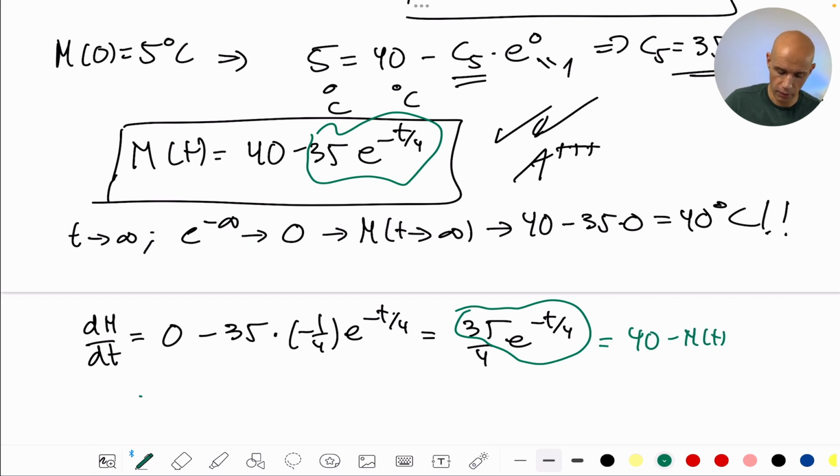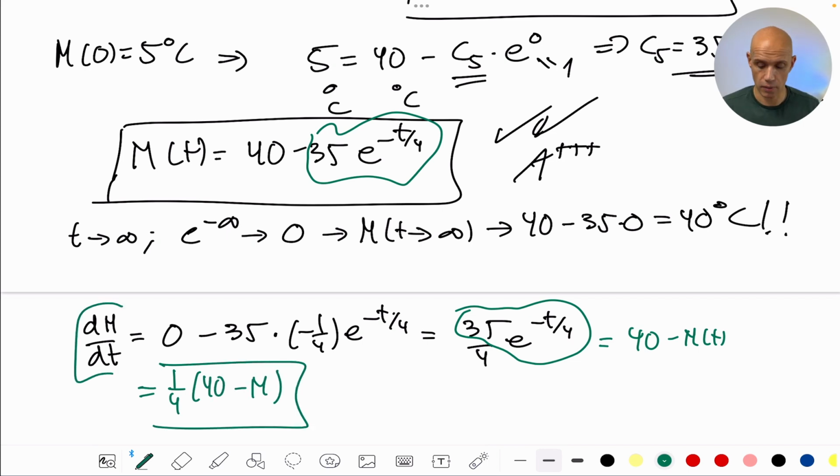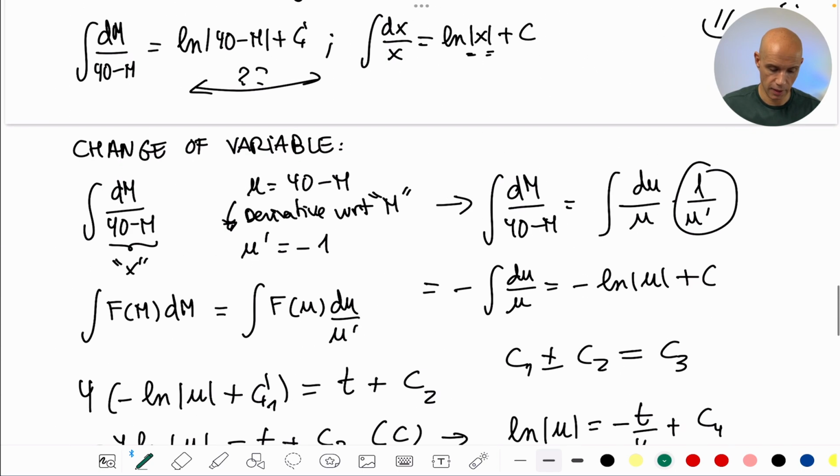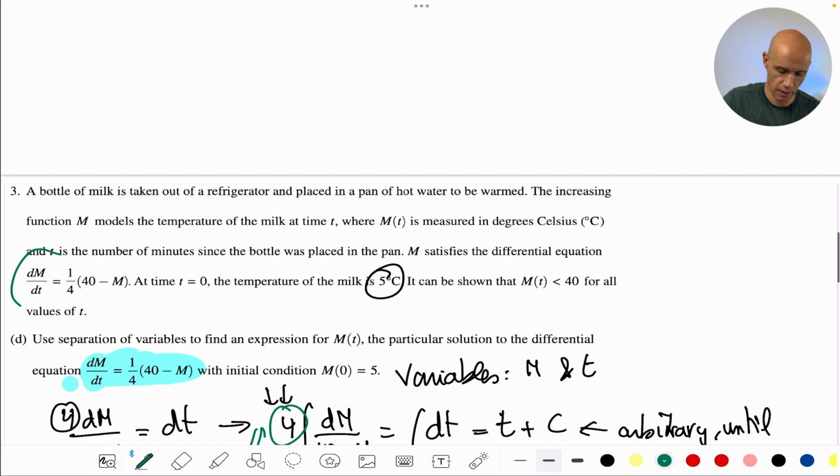So if we write that here, what we get is exactly what they said at the beginning of the problem, the differential equation of that bottle of milk. So let's see if that's true. We have this, and then we go back to the problem. Yes, here it is. So the solution is correct.